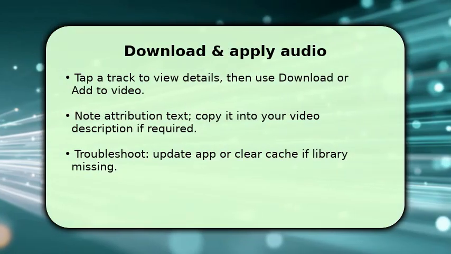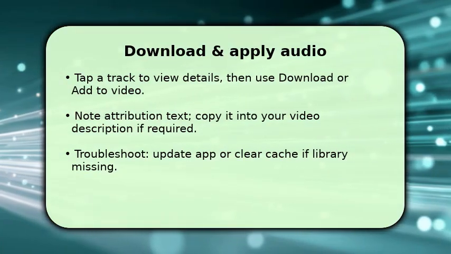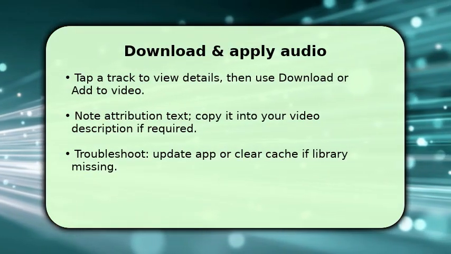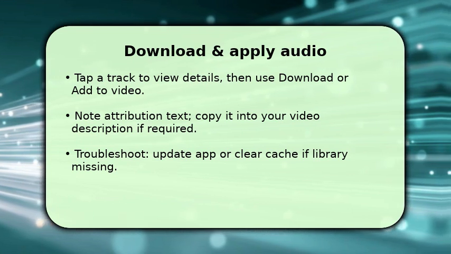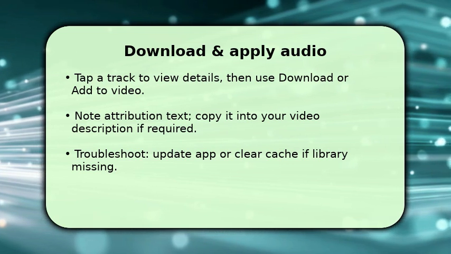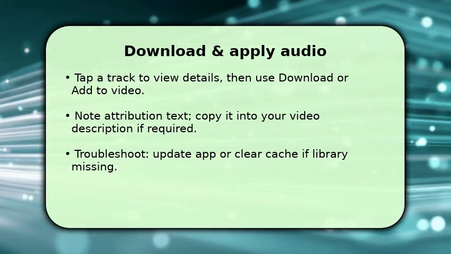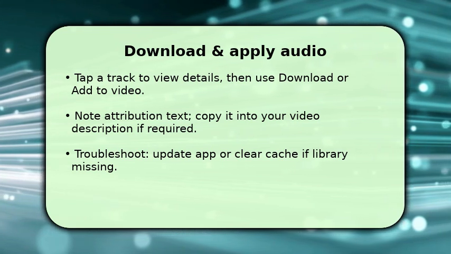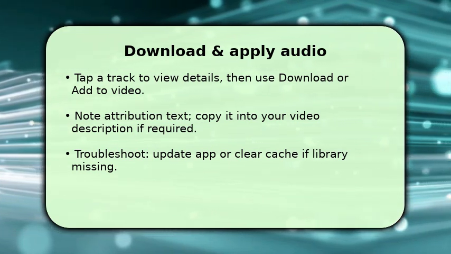You tap a track to open details, check license notes and press download or add to video to include it in your project. This saves the file locally or attaches it directly. Make sure to copy any required attribution exactly into your video description when the license asks for it, because that protects your content from claims.